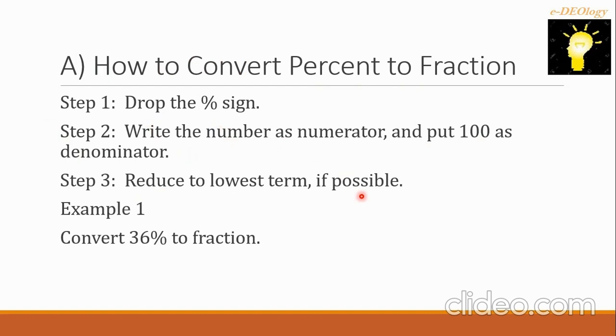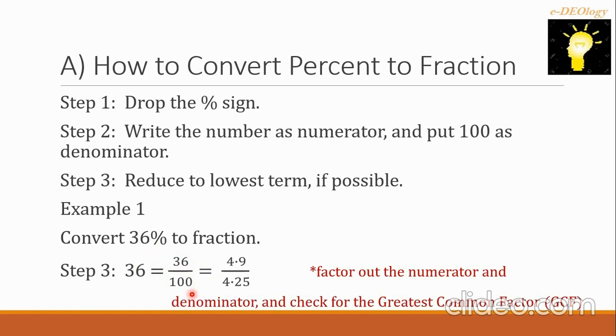Let's have example 1. Convert 36% to fraction. For step 1, the number 36 is listed down here without the percent sign. In step 2, I'm going to write the 36 as numerator, and I'm going to put 100 as denominator. And in step 3, I'm going to factor out the numerator and denominator, and I will check for the greatest common factor. So the 36 is factored into 4 times 9, and the 100 is factored into 4 times 25.